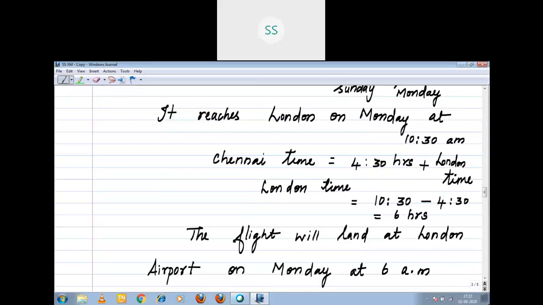So we got 23:30 plus 11 is 34:30. You are dividing by 24. You arrive at the result 10:30. Then Chennai time is given. Chennai time is 4 hours 30 minutes plus London time. Then London time is 10:30 minus 4:30, which is equal to 6 hours. That's why we arrived at the result. The flight will land on Monday at 6 a.m.